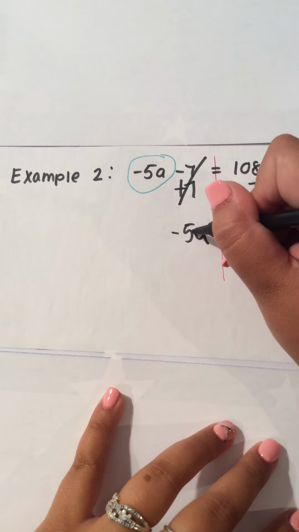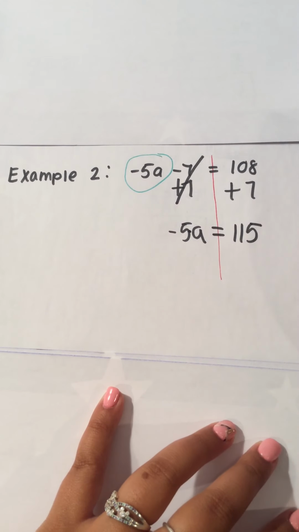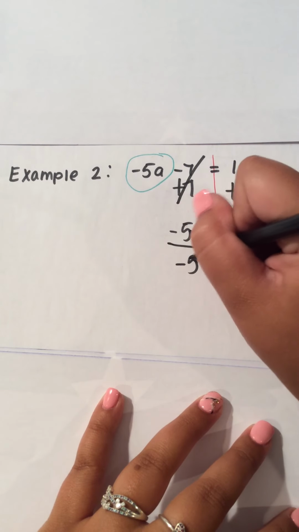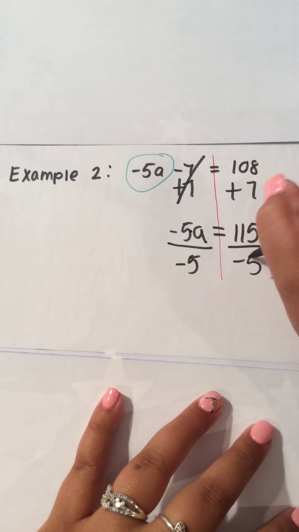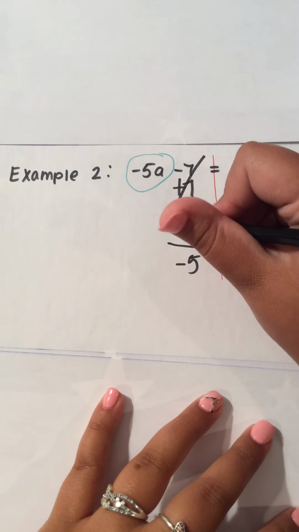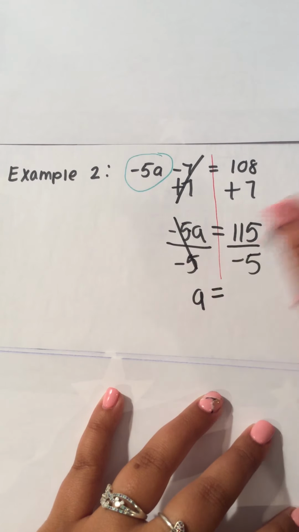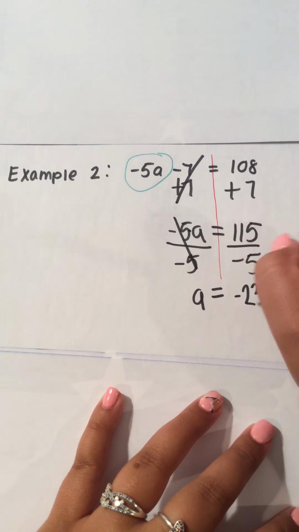Negative 5 is being multiplied by a, so I'm going to write that little dot right there. To undo multiplication, which is division, I'm going to divide by negative 5. Negative 5 divided by negative 5 goes bye-bye, and I'm left with a. 115 divided by negative 5 is negative 23.